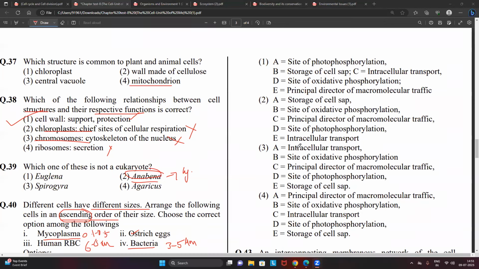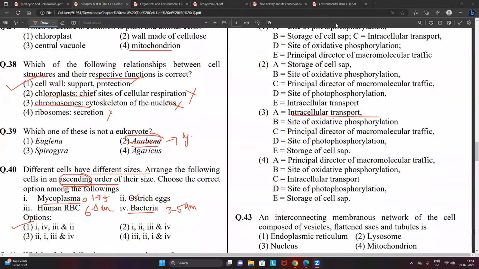Golgi complex, how is it involved in intracellular transport? Option A is the Golgi complex, right? How is it involved in intracellular transport? Tell me. See friends, the Golgi complex is the principal director of macromolecular traffic. How many times have I told all of you? The Golgi complex is the one involved in protein sorting. You can also call it protein trafficking. Correct, na? So option A is the Golgi complex. If you know even one option, you could choose it correctly. 80% of the people have given the wrong answer.